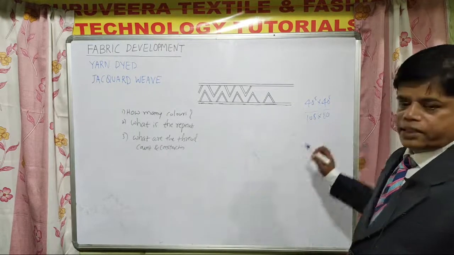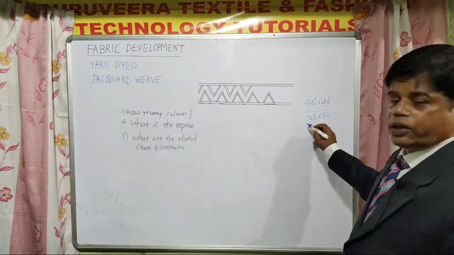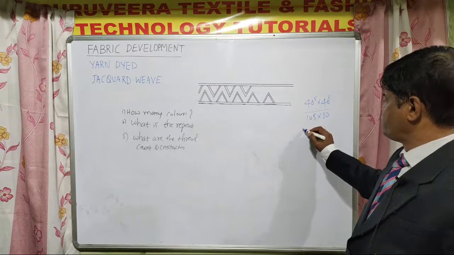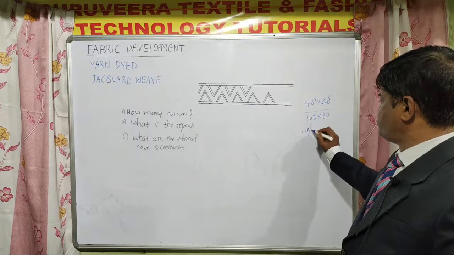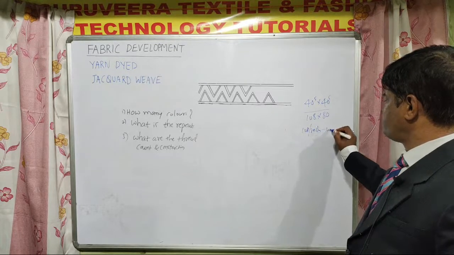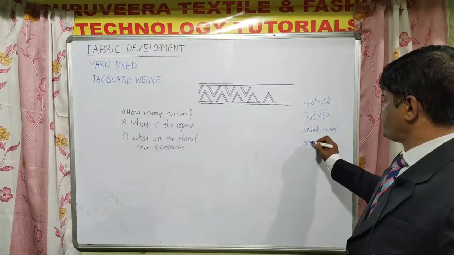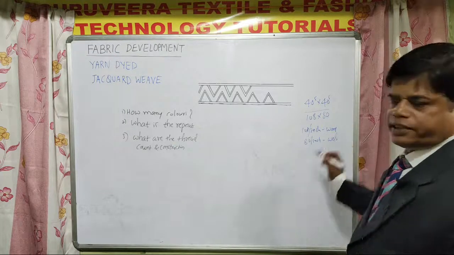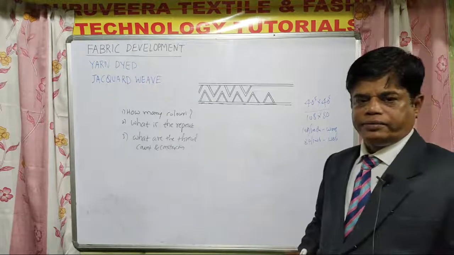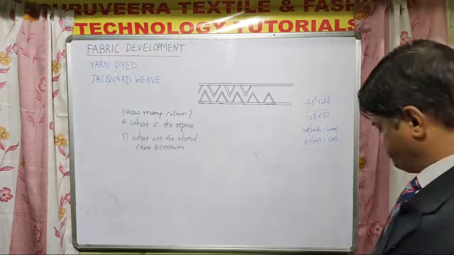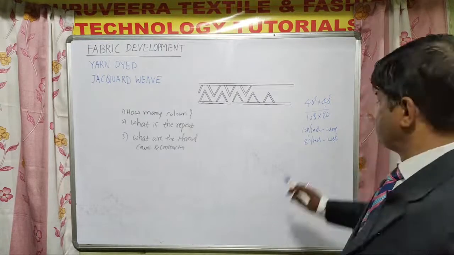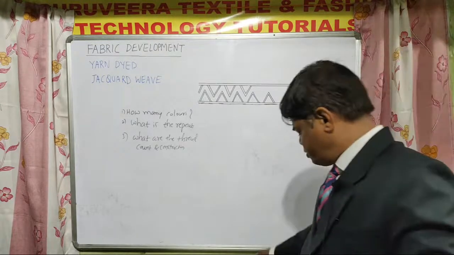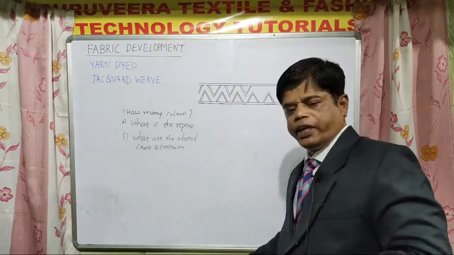And what is the density of the fabric? 108 threads per inch. In 1 inch, 108 per inch. This is for warp threads. And 80 threads per inch, that is weft threads. Okay, now? Hope you are understanding. This is a construction, 40s, 108 into 80.